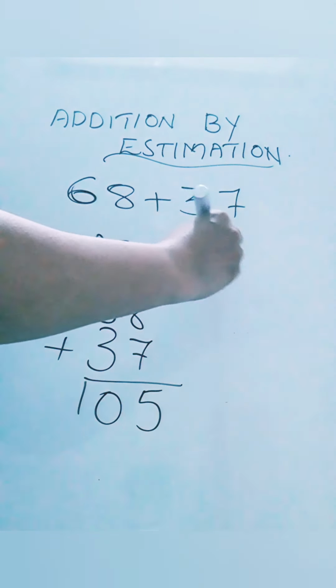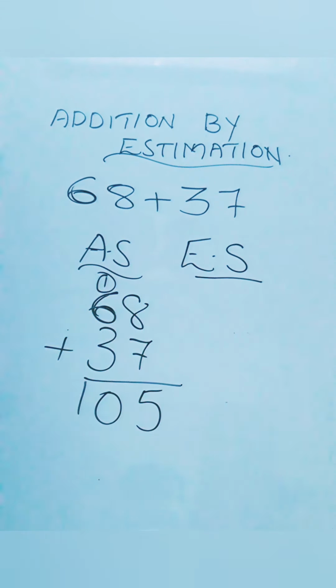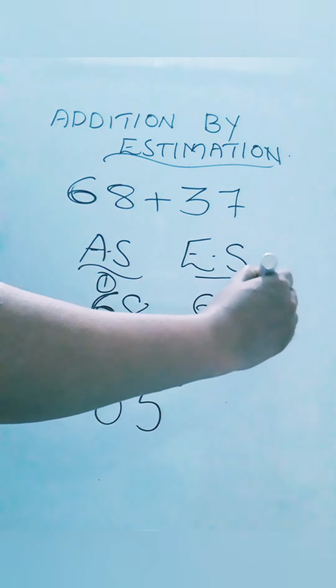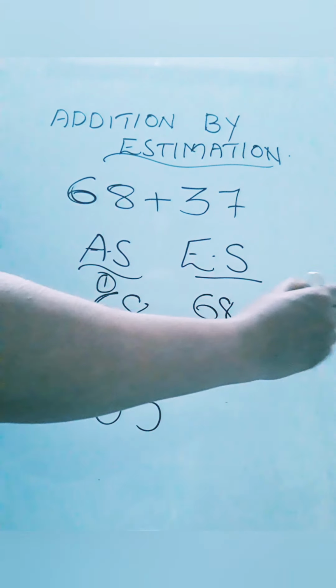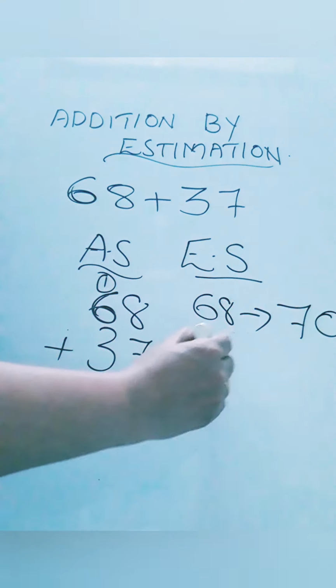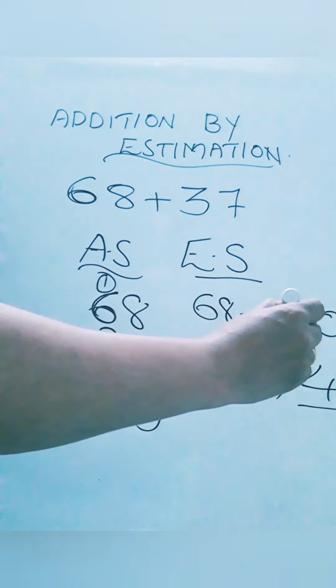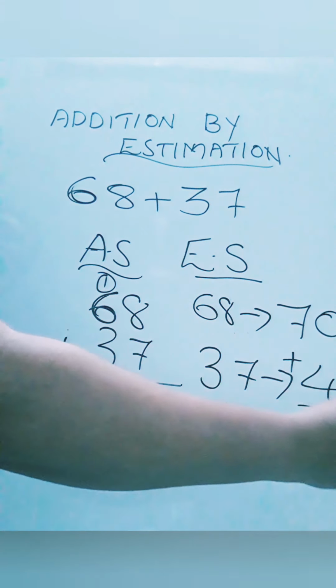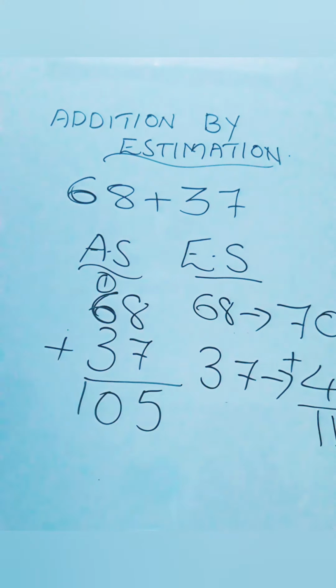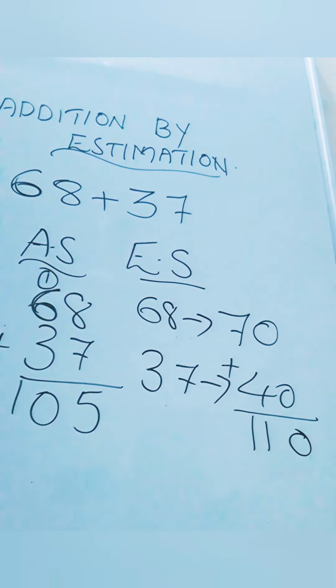Now we will see the estimated sum, ES. ES means 68, after rounding, will be 70. 37 will be 40. Now you can add. Here itself you can add. 0 plus 0 is 0. 7 plus 4 is 11. See here, the estimated answer is 110. The actual answer is 105. That means the estimated answer is very near to the actual answer.